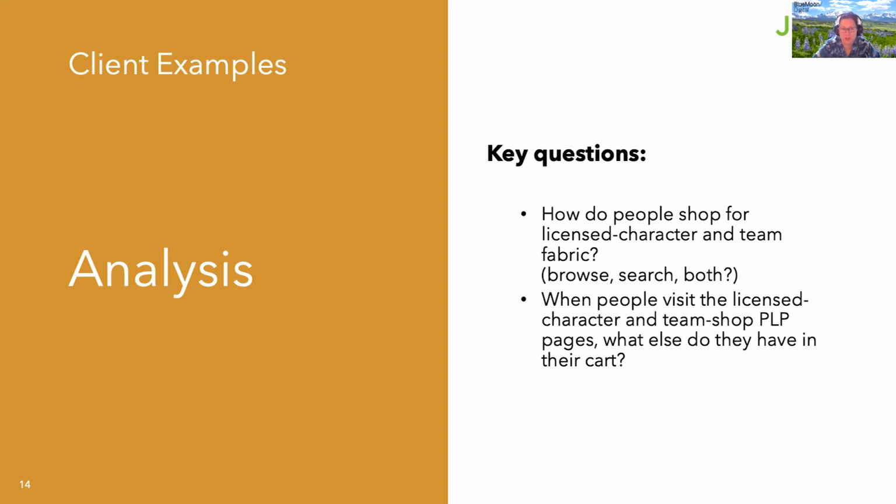Are people getting to those by browsing, just going right through the navigation, using the menus to filter? Are they searching for these products because they're hard to find? Or are they doing a combination of searching and browsing? So they wanted to understand how that compared to other products. And then they also wanted to understand that when people are visiting these character and team shops where they have the special merchandised pages for team apparel, fabric, and licensed characters, what else do they have in their cart? What else are they interested in?